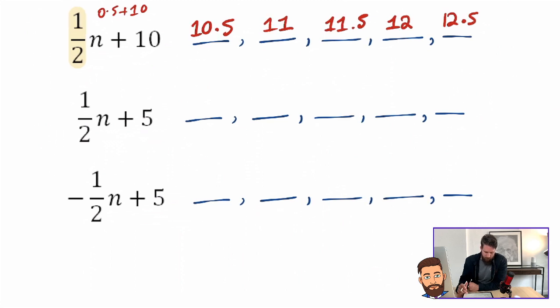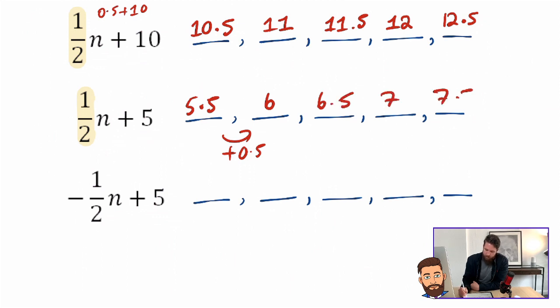Same thing. This one's going up by half. I can see that. It's in front of the n. So as long as I can find the first term, I can just add on a half to get the next 4. Getting the first term, what is 1 times a half? Well, that is 0.5, a half, plus 5 is 5.5. And now I know this sequence is going up by a half, yeah? Another way to write half, remember, is 0.5. So that would be 6, 6.5, 7, 7.5.